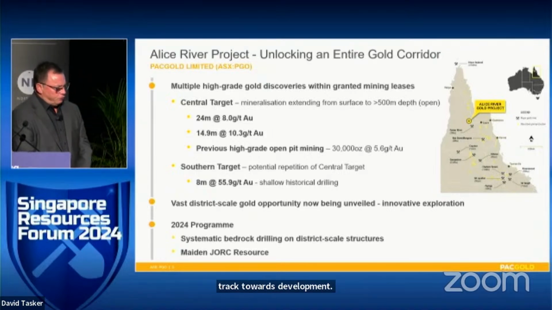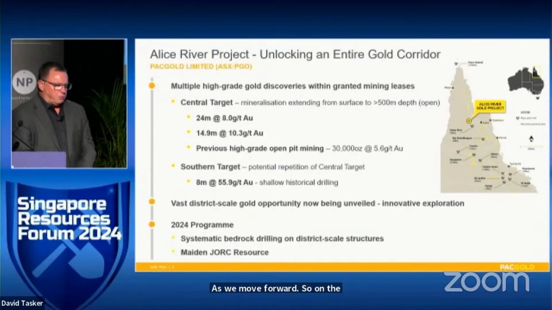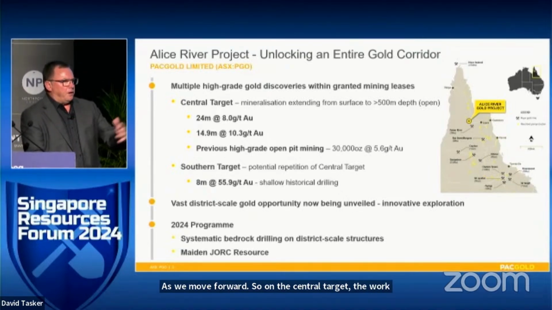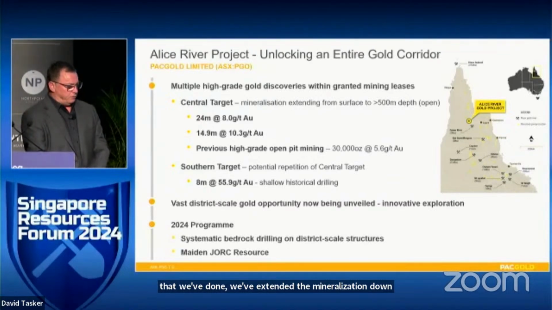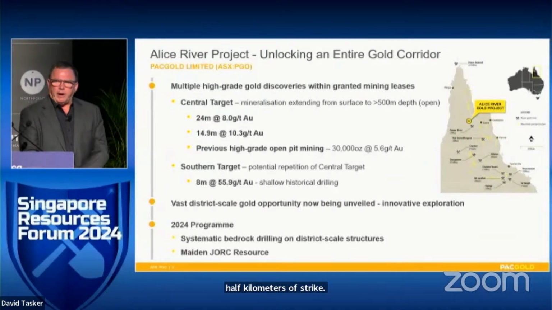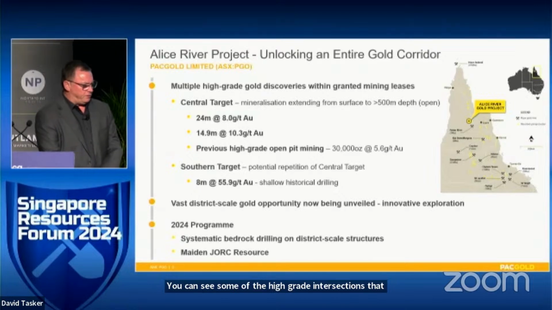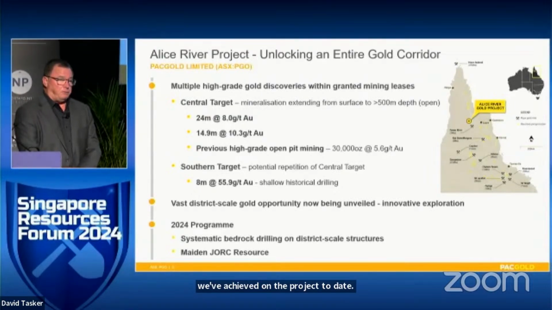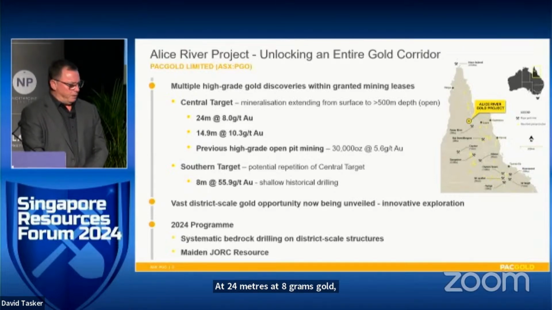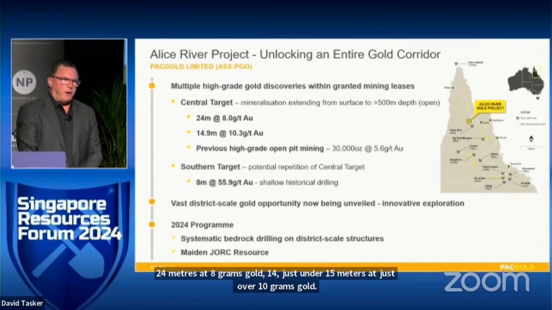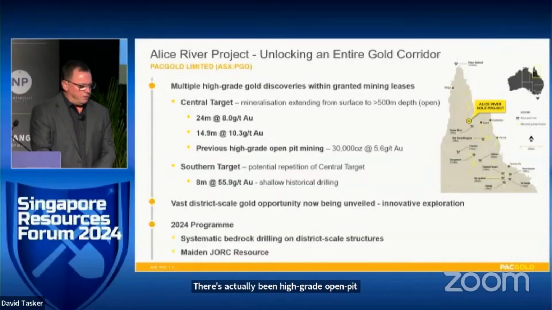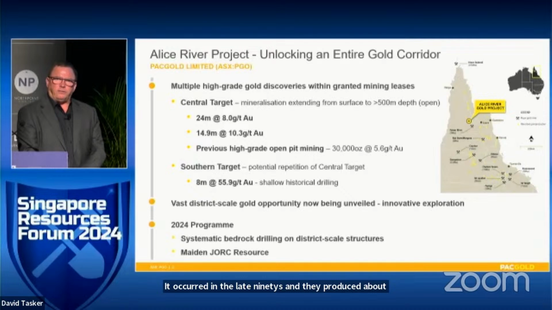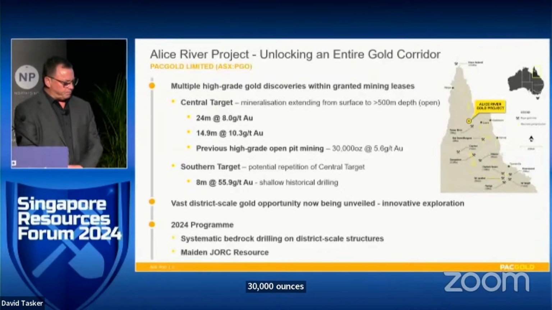So on the central target, the work that we've done, we've extended the mineralisation down over 500 metres, and we can now define it over 1.5 kilometres of strike. You can see some of the high-grade intersections that we've achieved on the project to date. 24 metres at 8 grams gold, just under 15 metres at just over 10 grams gold. There's actually been high-grade open pit mining here. It occurred in the late 90s, and they produced about 30,000 ounces at just over 5.5 grams gold.